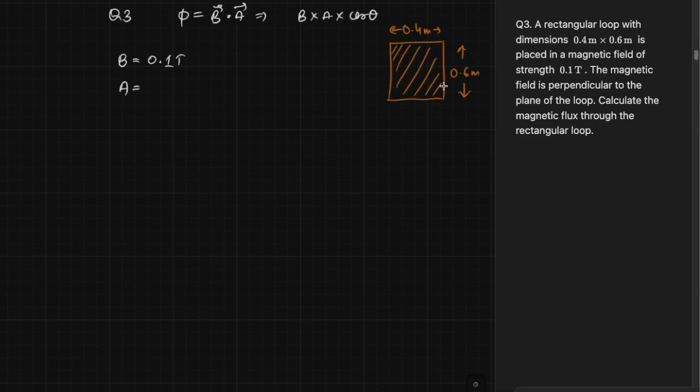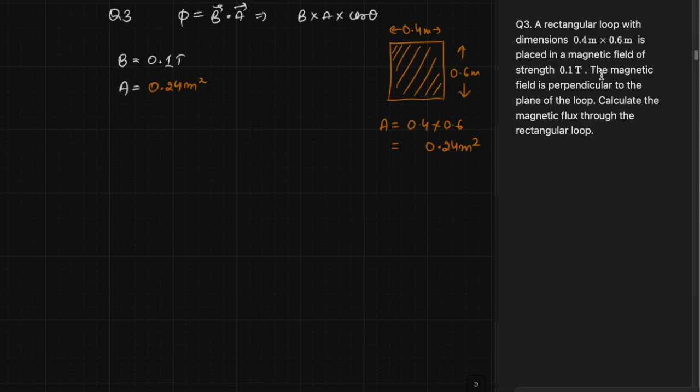So this area will be, we just need to multiply these values, length into breadth, which will be, area will be equal to 0.4 multiplied by 0.6, and that will be 0.24 meter square. This is the area, so the units will be 0.24 meter square. Let me note it down here. So the area also, which we needed, we got it. Now let's see the theta.